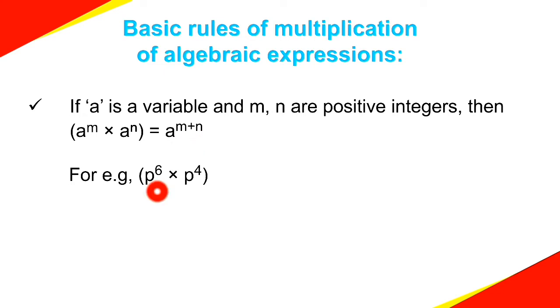Here also in the same way we are going to do it. So what we got? P power 6 plus 4. Then what we can get? P power 10. 6 plus 4, how much? 10. Right?